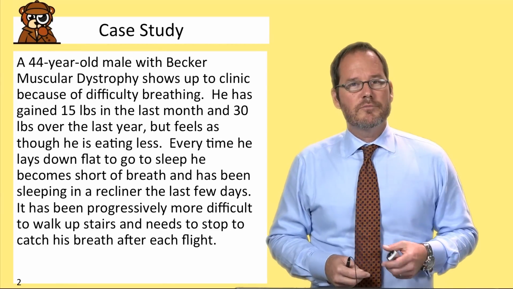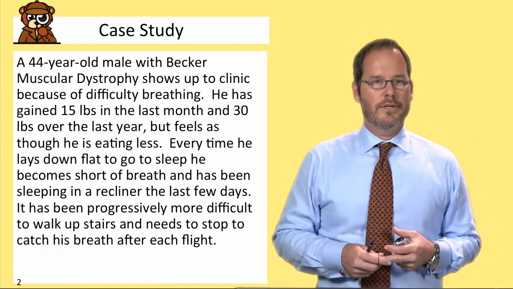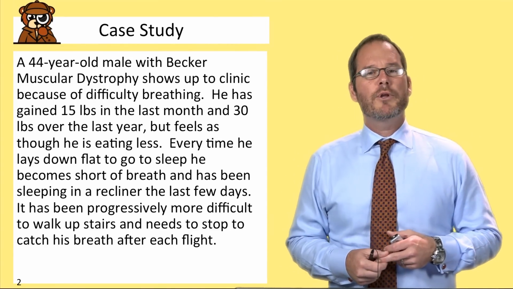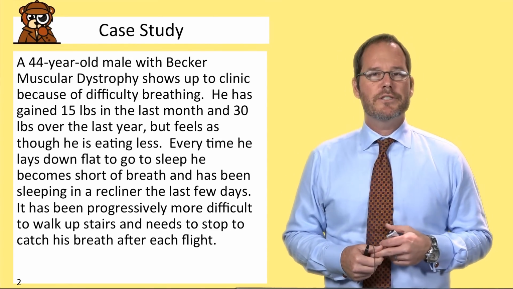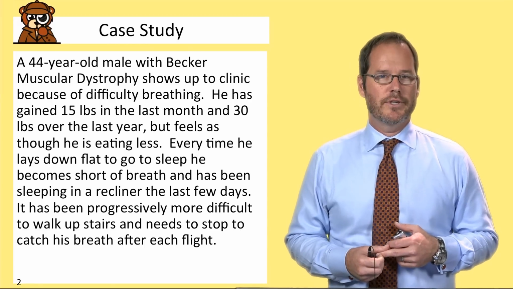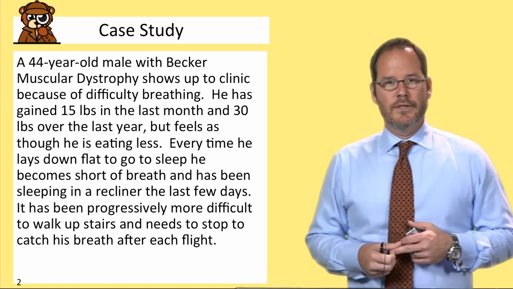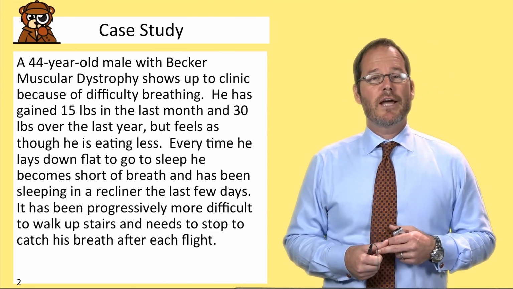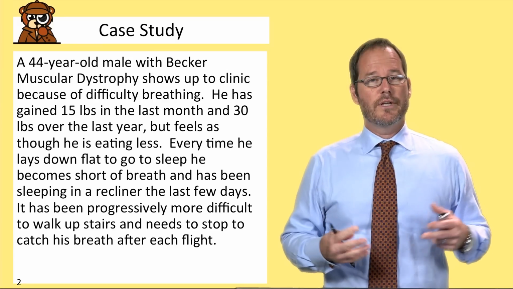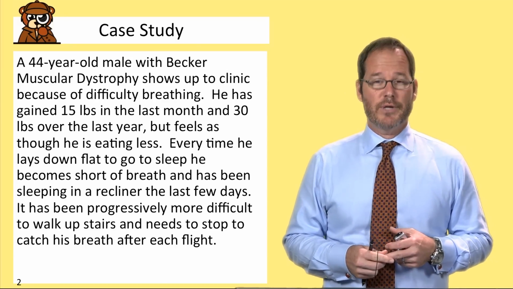So I'm going to start off by presenting a case, and this is a case of a 44-year-old gentleman. He has a history of Becker muscular dystrophy, and he shows up in clinic because he's having difficulty breathing. He has gained approximately 15 pounds over the last month, and over the entire year, he's gained actually 30 pounds.